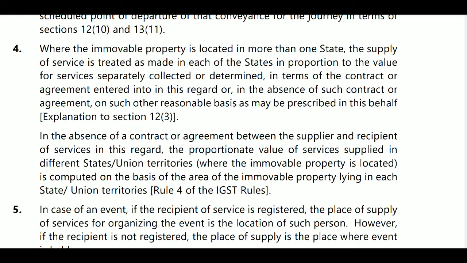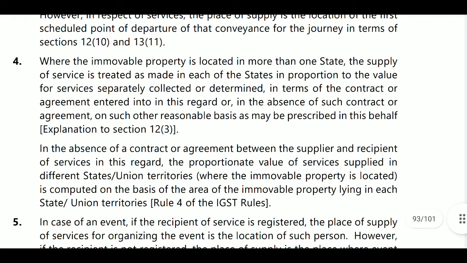If there is any absence of agreement, we will see the property lying area. So the answer will be seeing where the immovable property is located. When immovable property is located in more than one state, the supply of service under section 12 will be dealt with in our states. So it is in India.